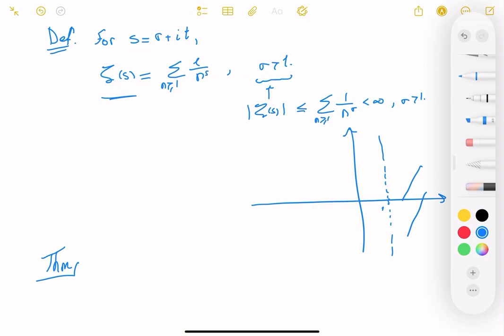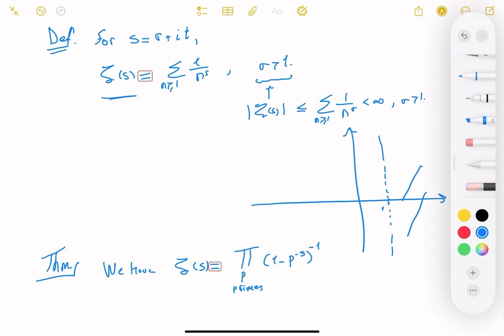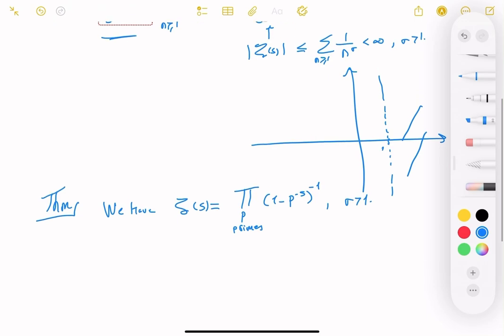So what we have is the following. We can express zeta in an Euler product, 1 minus p to the minus s, to the minus 1, as we run over the primes. So we can express it as a product over the primes of these factors for sigma bigger than 1. Okay, so hold on, what's going on here? So to see this, I'm gonna be sketching the proof of this. So let me sketch the proof. So here's a sketch of the proof.